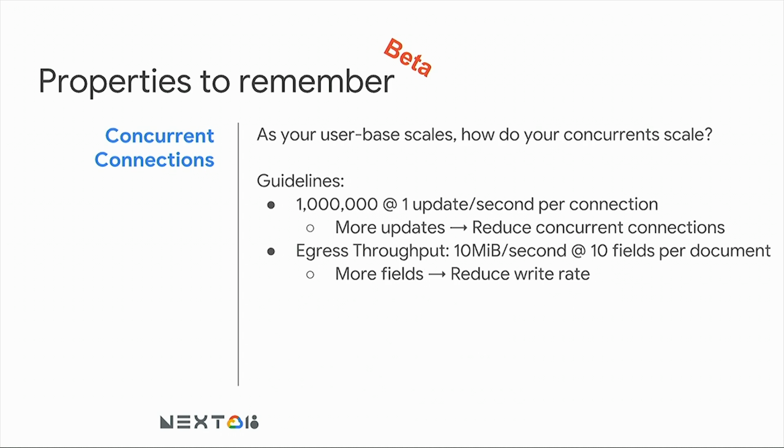The other thing that you should consider is how your concurrent connections work. As your user base scales, how is the number of concurrent connections that you have from your client libraries going to scale? As a general rule, we support up to 1 million concurrent connections when you're doing 1 update per second per connection. So that's 1 million updates a second across all your devices. To put that in context, 1 million concurrent users is something like 10 to 14 million daily active users, depending on the makeup of your application.